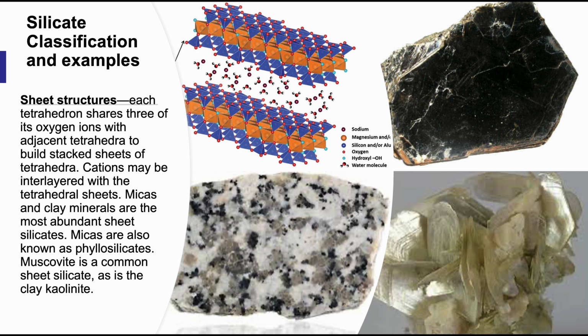Sheet structures: each tetrahedra shares 3 of its oxygen ions with adjacent tetrahedra to build stacked sheets of tetrahedra. The cations may be interlayered with tetrahedral sheets. Micas and clay minerals are the most abundant of the sheet silicates, found everywhere. Clays are generally sourced from the chemical weathering of feldspars, which we'll get to in a few minutes. Muscovite is a common sheet silicate, as is the clay kaolinite. The feldspars here in this granite are going to break down to become kaolinite. This muscovite here can also break down to form clays.